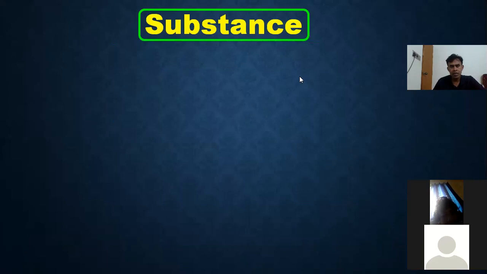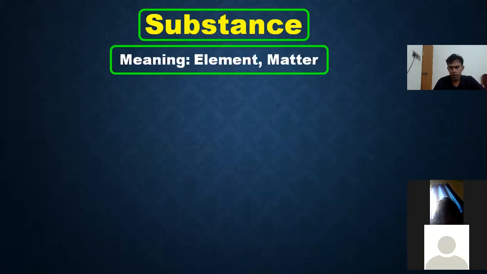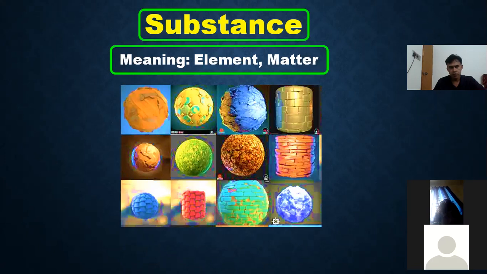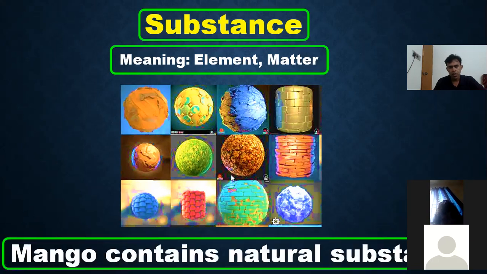Substance, elements, things, matter. Yes, on how the earth has been made. Mango contains natural substance, natural element.